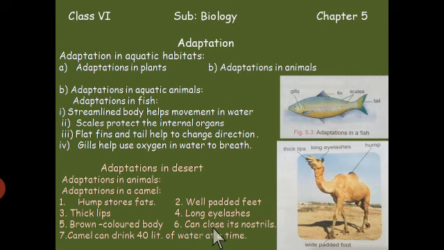Then it can close its nostrils, and in this way it can avoid the entry of sand into its nose. And lastly, a camel can drink 40 liters of water at a time, so that it need not drink water again and again, because there is scarcity of water in desert areas.